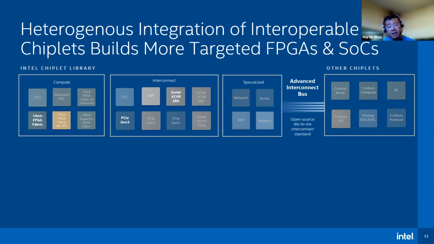Then on the right-hand side, you see a set of chiplets that are developed for specific applications like custom acceleration, custom I/O, custom compute functions, as well as analog functions like ADCs and DACs. So these chiplets on the right-hand side can be sourced from any IP vendor, developed on any process node using any foundry, and as long as they use AIB, Intel can integrate them into our FPGAs.